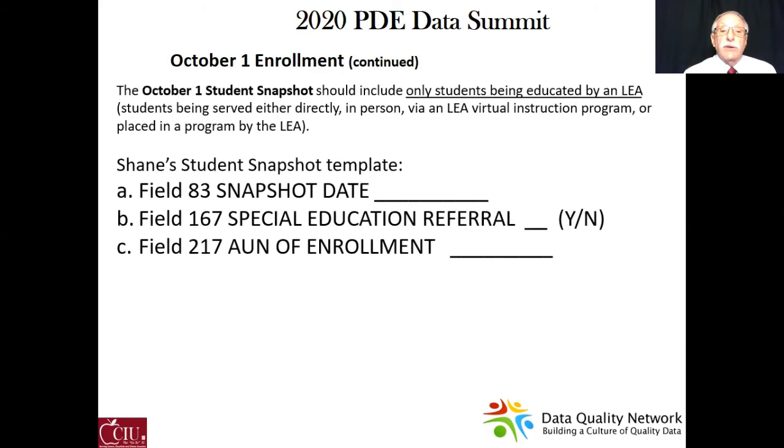So we're looking at Shane's snapshot date, October 1. Special education referral, if we remember correctly, the IU is providing the service, they report to PIMS, and whoever is providing 100% of the service, that should be a Y. So special ed referral should be a Y for field 167. Then the AUN of enrollment, only entities that report to PIMS are going to appear here. So that's going to be IU8's AUN.